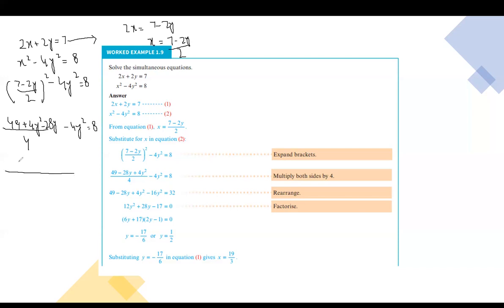Now taking the LCM of the whole, so it must be 4, then 49 plus 4y square minus 28y minus 16y square equals 8. So this must be 49 plus 4y square minus 28y minus 16y square equals 32.